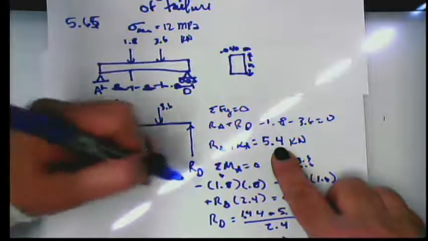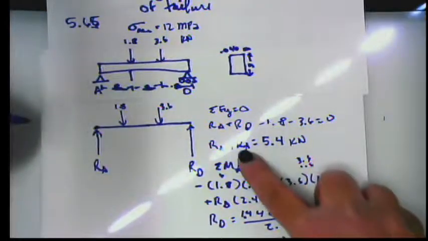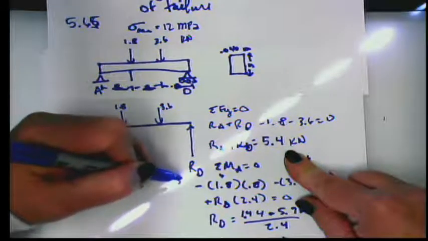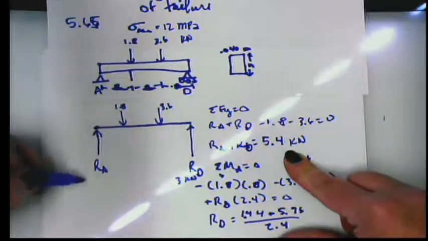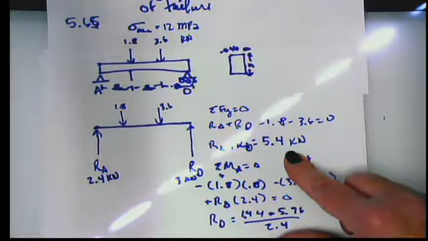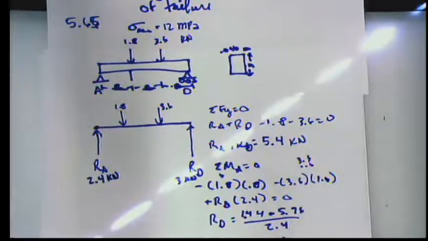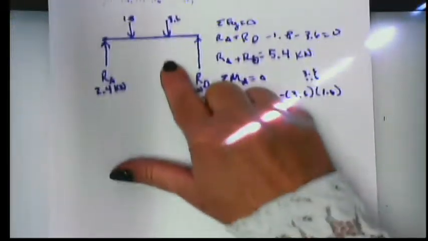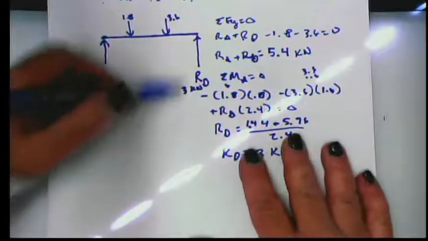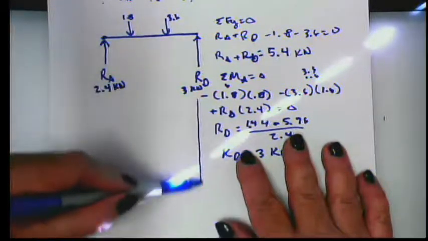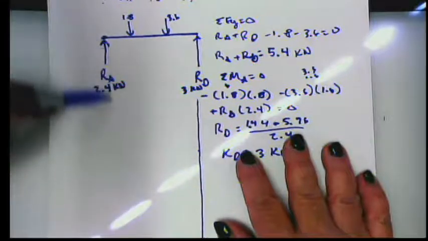From here then, I know that R sub A plus R sub D is 5.4 kilonewtons. So if R sub D is 3 kilonewtons, this is 2.4 kilonewtons. All right, so now I'm ready. Now I've got my load diagram. I need to do a shear diagram, and then I'll do a moment diagram underneath.